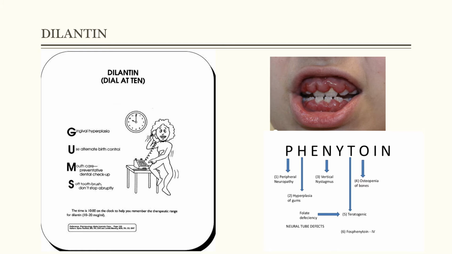Again, they're going to need to use an alternate birth control method if they are female of childbearing age when they are taking Dilantin, because it is teratogenic and it can also lead to neural tube defects.